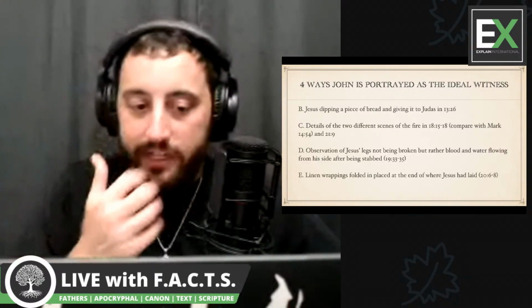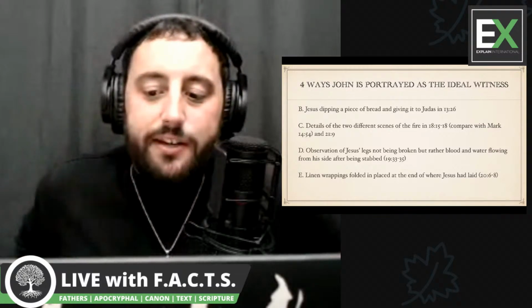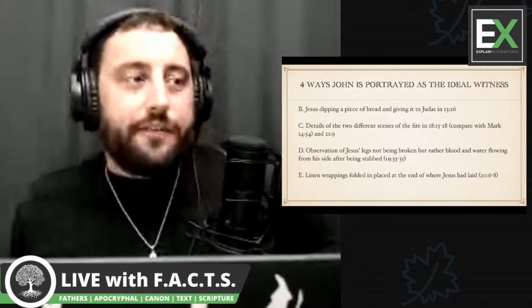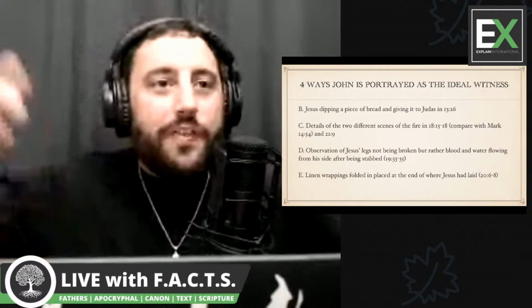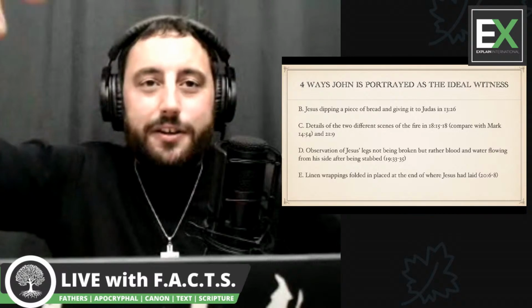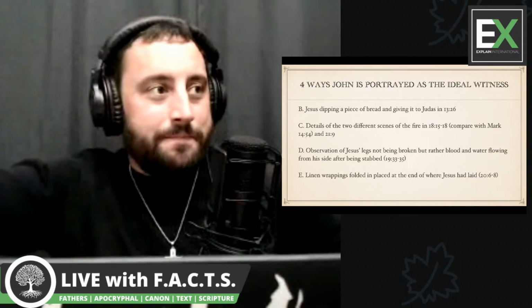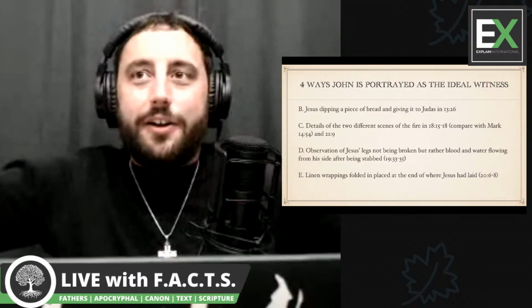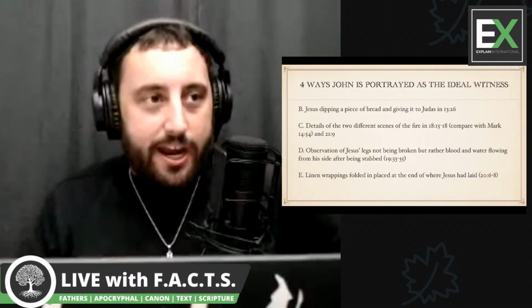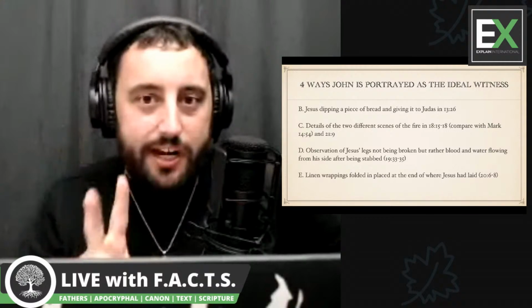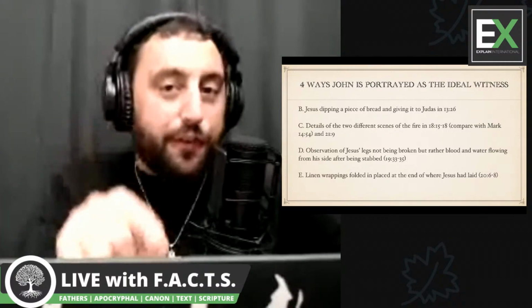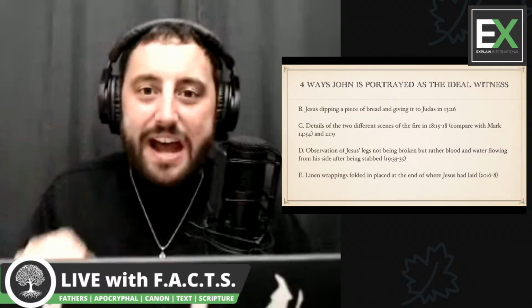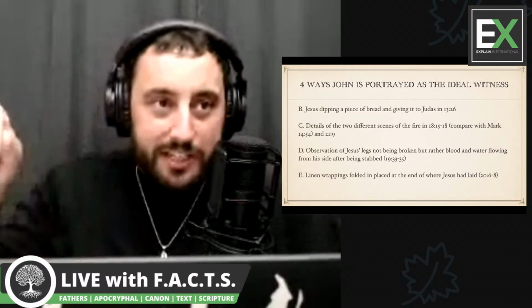Here's another one real quick. Linen wrappings folded in its place at the end of where Jesus had laid. He's the only one who was inquisitive enough and interested enough to figure out the significance of the cloth being laid where Jesus had been, folded on the very end. He's the only one who had the audacity to tell us about that. He was there. Remember, two disciples outside of the women ran to the tomb. He was the first one there, and then Peter caught up with him. And when he had gone there, he saw an empty tomb, and that's what he took note of. He gives details because he was on the scene.